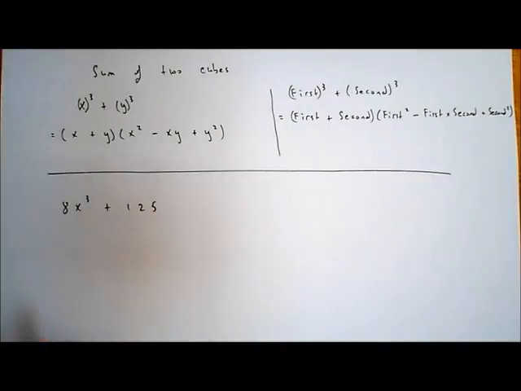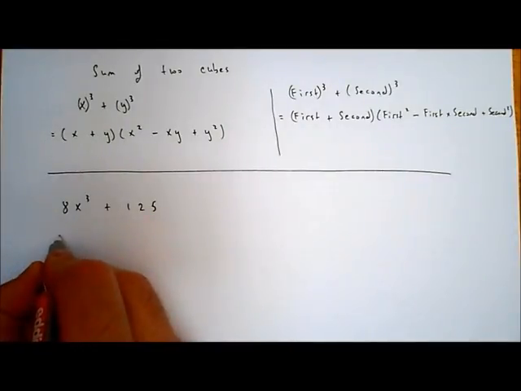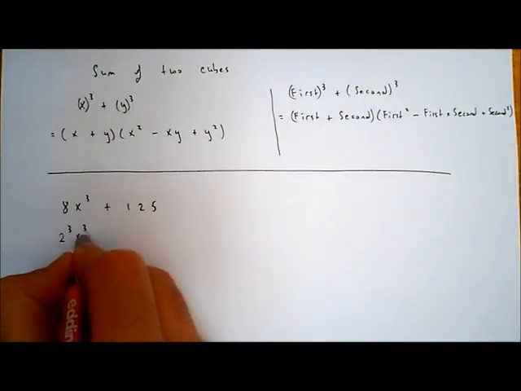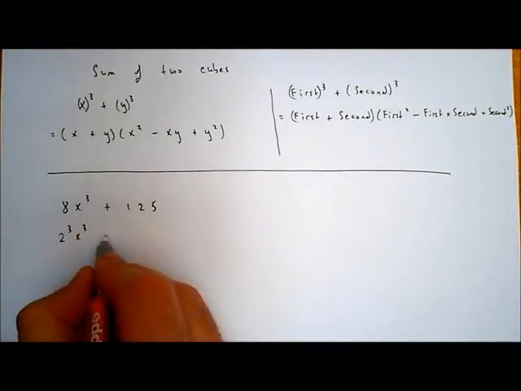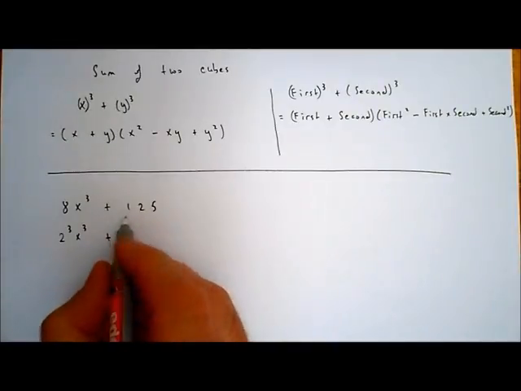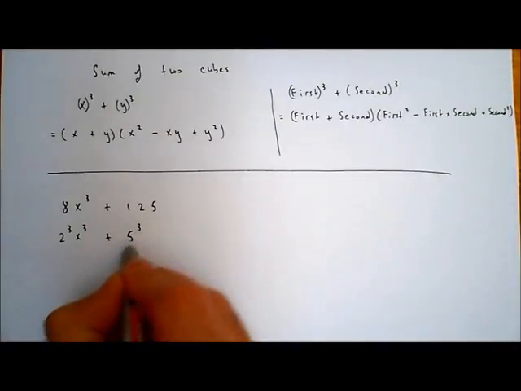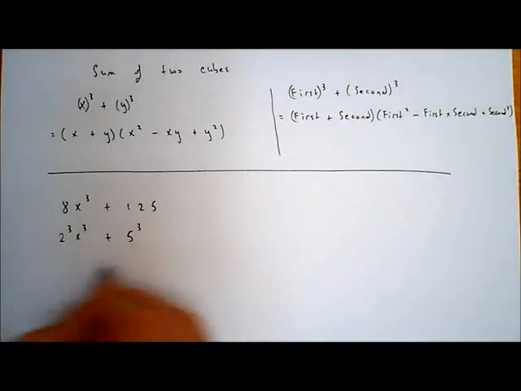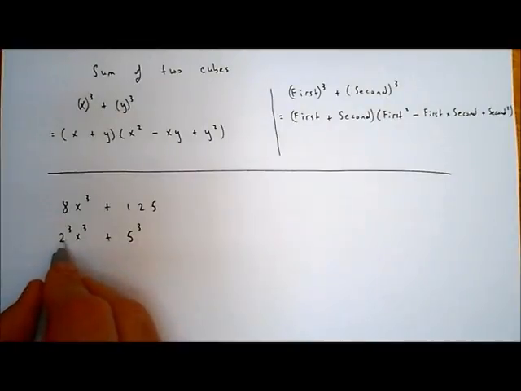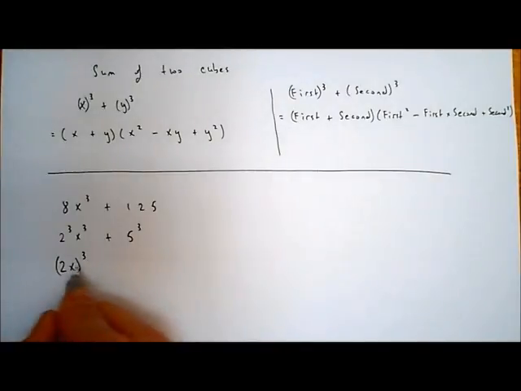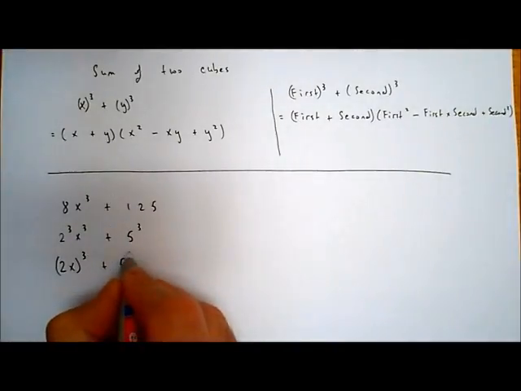So let's have a look at an example here. So we've got 8x cubed plus 125. Well, 8 is the same as 2 cubed, so I'm going to rewrite this as 2 cubed x cubed, because 8 is 2 cubed. And then 125, we've got to remember, is 5 cubed. 5 by 5 by 5 gives me 125. So that's 5 cubed. So now we have the sum of 2 cubes, but I'm going to take the 2x and put it in brackets, and write the cubed outside. So I take the 2 and the x, put it in brackets and write the cubed once, and then I have plus 5 cubed.